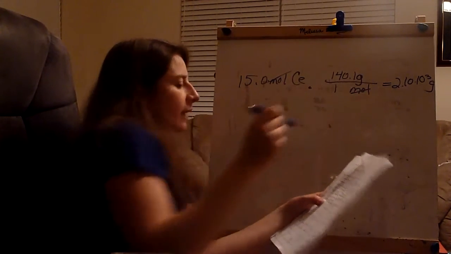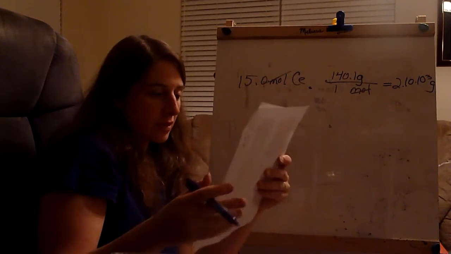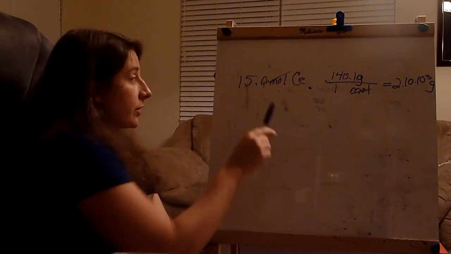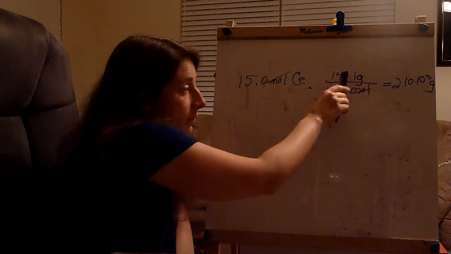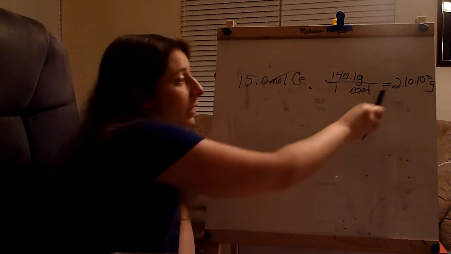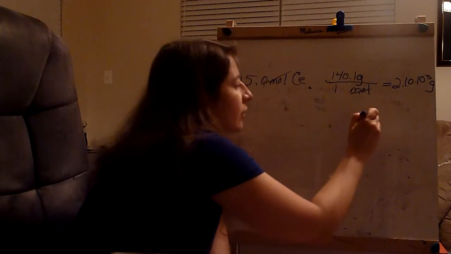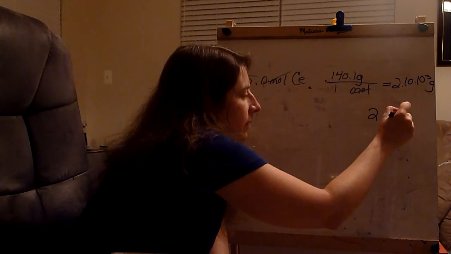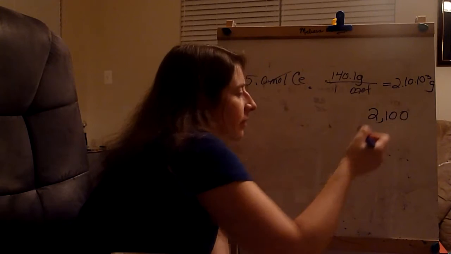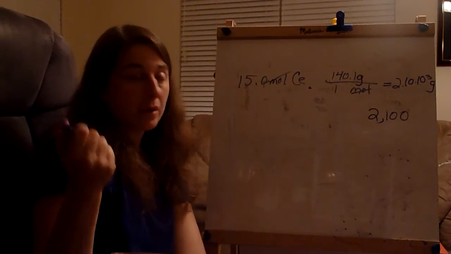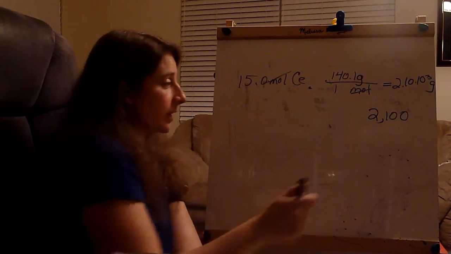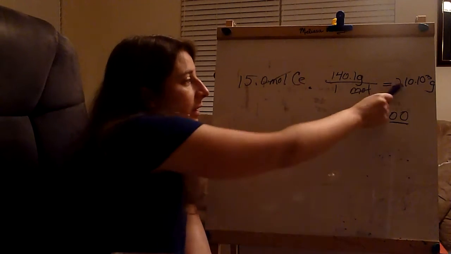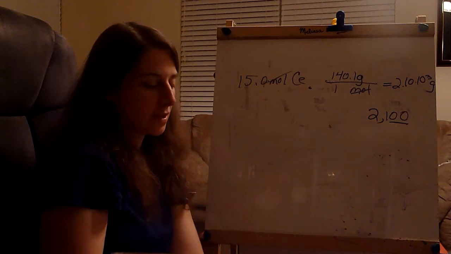Moles can cancel like that. And I use scientific notation here because I need to consider significant figures. So I have 3 significant figures here, I have 4 significant figures here. That means I can only keep 3 in my answer. Now if I wrote 2,100 like that, it would only have 2 significant figures because these end zeros are not significant. So the only way to show 3 significant figures is to use scientific notation.